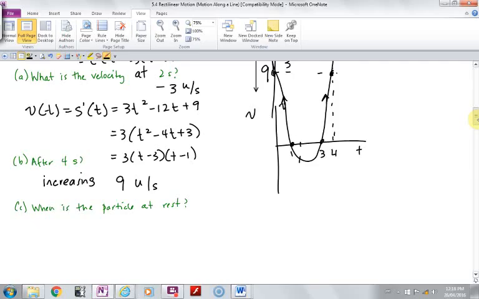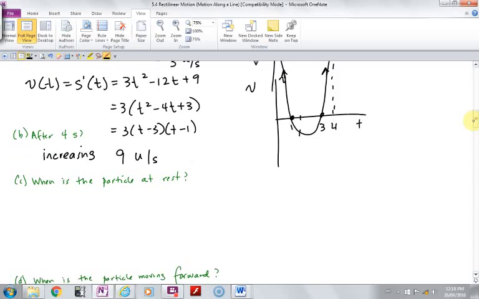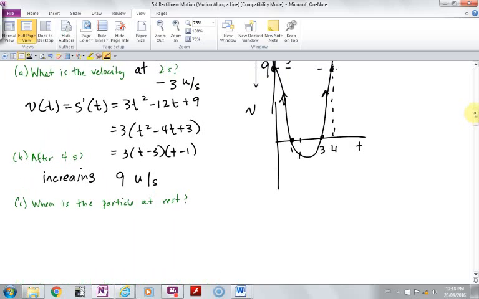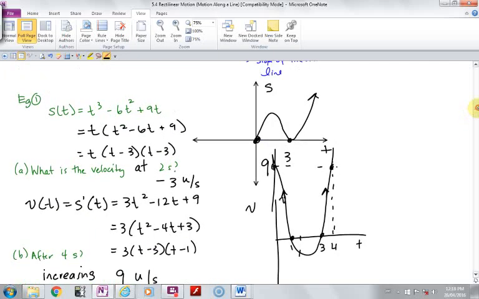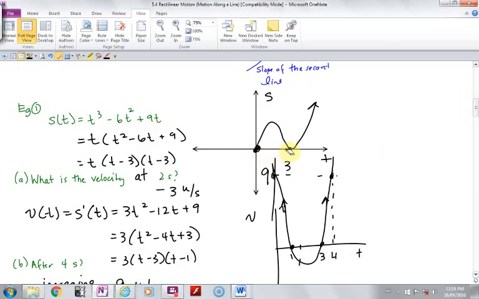Good. Okay. When is the particle at rest? At 1 second and at 3 seconds, right. This is where the velocity equals 0. That's where the function's going to be at rest. Okay? Now if we look at my graph here, 3 seconds is here. Where's 1 second on my graph? Right there, 1 second. Not drawn very well to scale, but that should be 1 second right there.